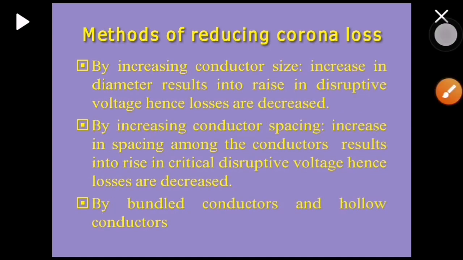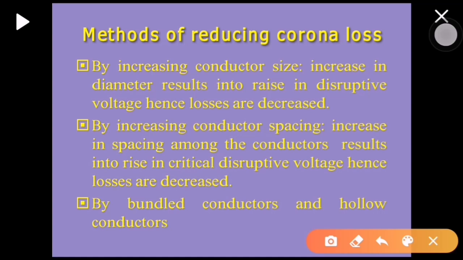Now let us see methods of reducing corona loss. First, by increasing conductor size. It means by increasing conductor diameter, that will result in an increase in Vd and Vs, and hence corona losses will be reduced. Second, by increasing the spacing between the conductors. When capital D, meaning spacing among the conductors, is increased, definitely Vd and Vs both will increase, and hence corona losses are reduced again. And last, bundling the conductors and using hollow conductors will also reduce the corona loss.